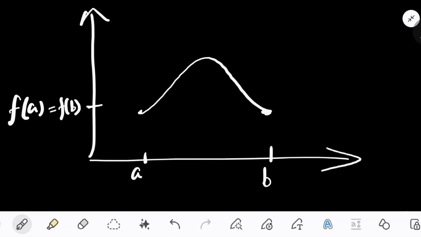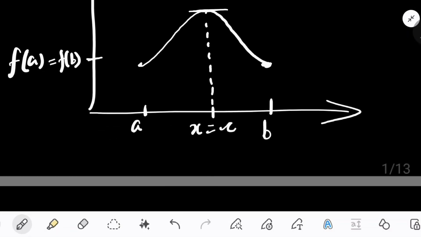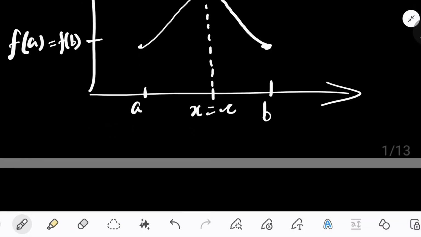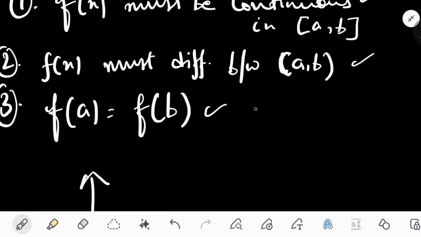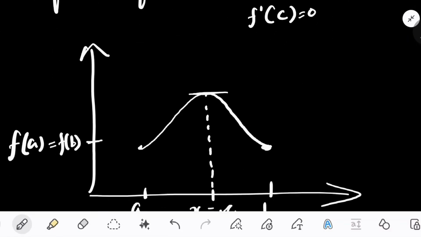Okay, so just observe that this is the peak, so it corresponds to some value of x, at x is equal to c, right? Okay, this is the case. So why am I telling all this? Well, Rolle's theorem states that if a function satisfies such conditions, this, and this, then there exists a c which belongs to a to b such that f dash at c is equal to 0, right?